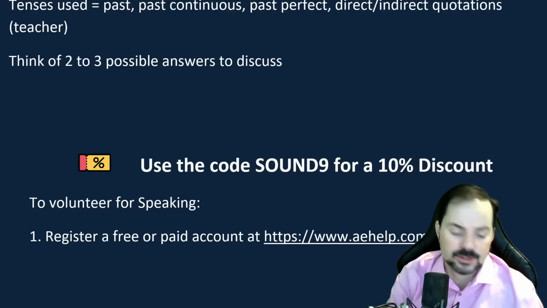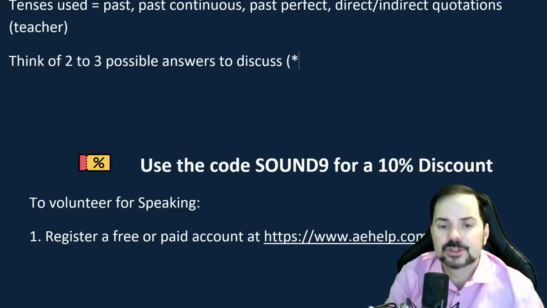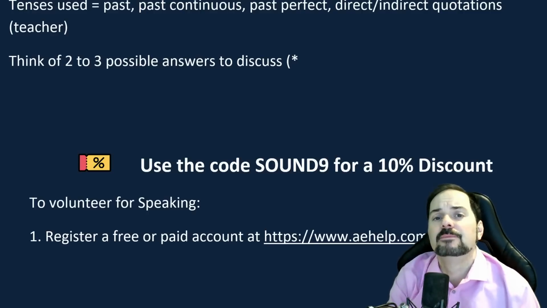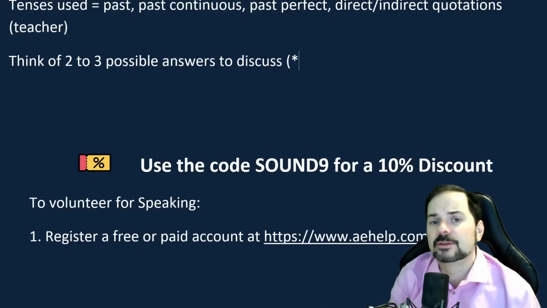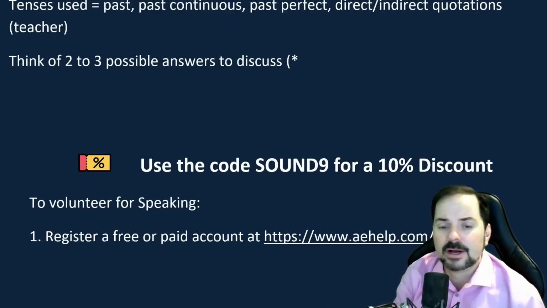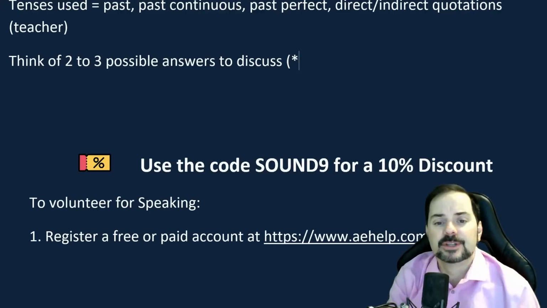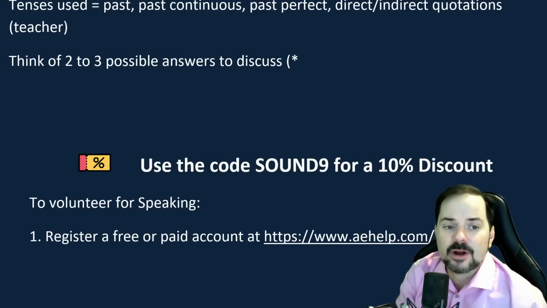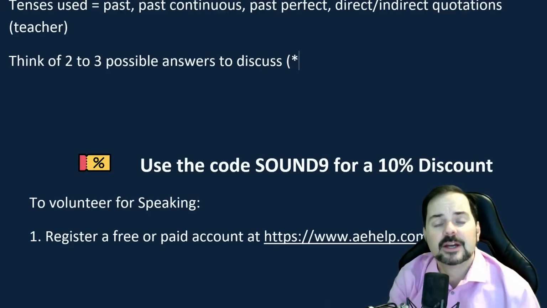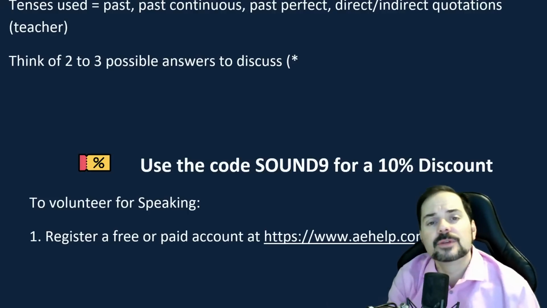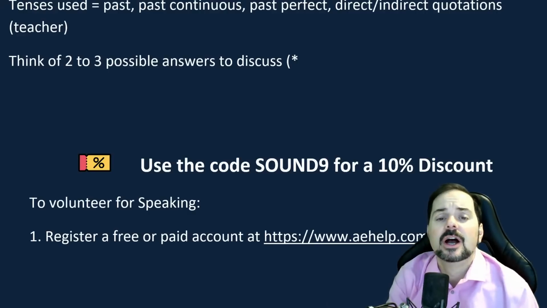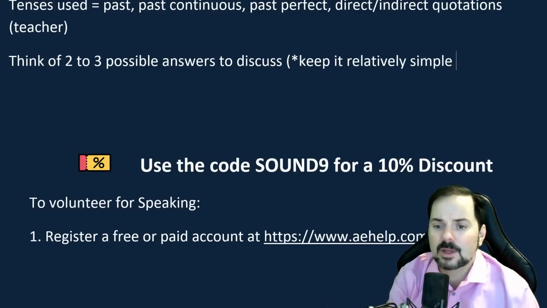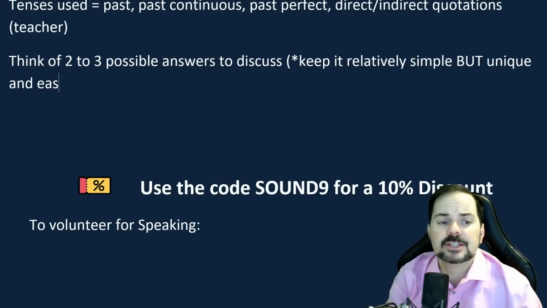Now here, I want to give you a little tip before we get ahead of ourselves. Don't overthink it, okay? So don't try to come up with an answer like, I got the idea to build a nuclear fission reactor from my chemistry class, and then talk about building your nuclear fission reactor to solve all the energy problems on Earth. Although it's a lovely idea, it might be extremely difficult. You don't need to come up with very unique ideas like this. So think about 2 to 3 possible answers to discuss. Keep it relatively simple, but unique and easy to talk about.